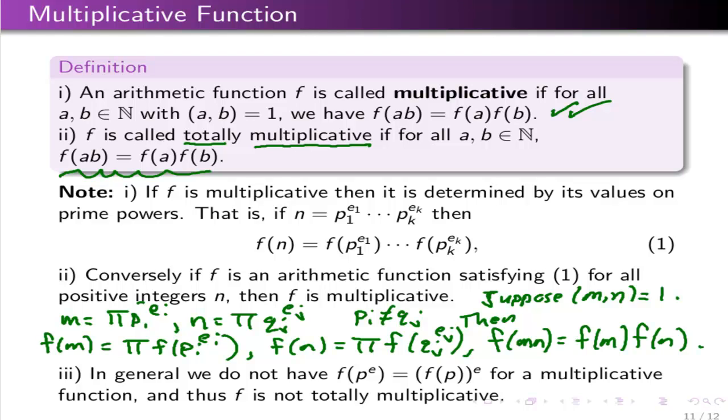Now in general, for multiplicative functions, we do not have f of a prime power equal to f of p raised to the power. The problem being that p is not relatively prime to itself. So this type of property only holds when we have a totally multiplicative function. So lots of multiplicative functions are not totally multiplicative.